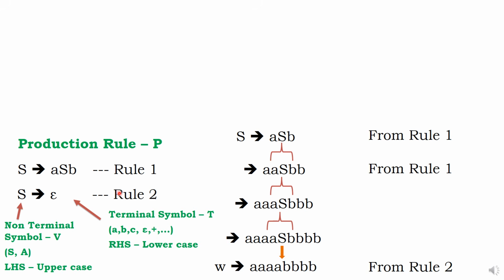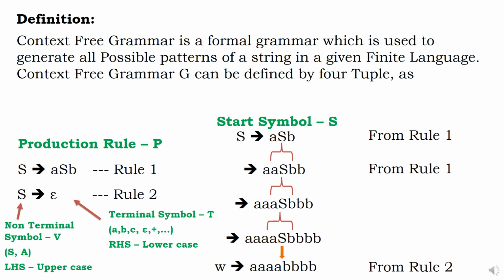Now P is a production rule, V is a variable, T is a terminal. Who is this S? Always starts from start symbol S. So S is the igniter, start symbol. Now through this, let us define the definition of context-free grammar. Context-free grammar is a formal grammar which is used to generate all possible patterns of a string in a given finite language. Whatever the language I gave, from that I brought it. This context-free grammar is defined by a 4-tuple.